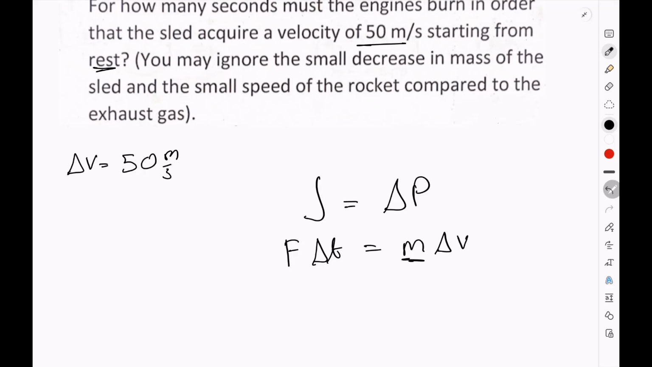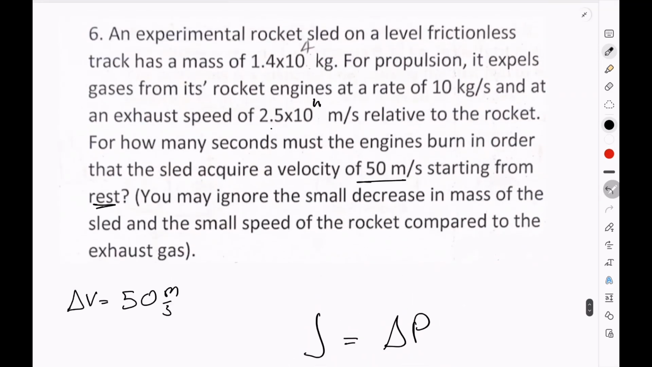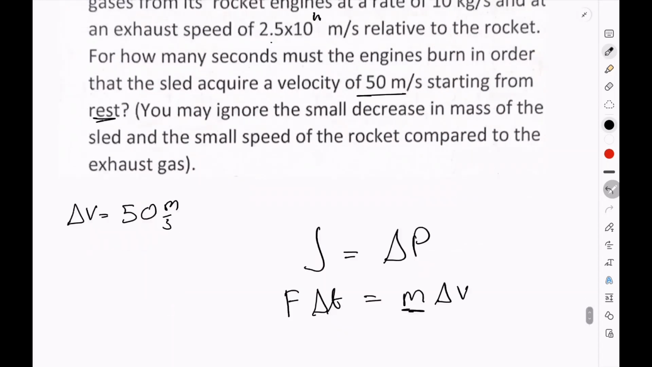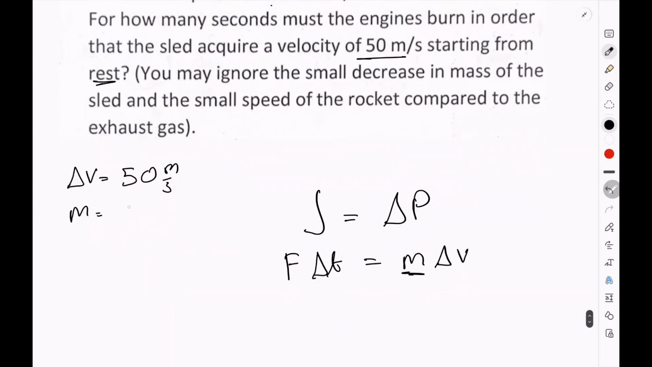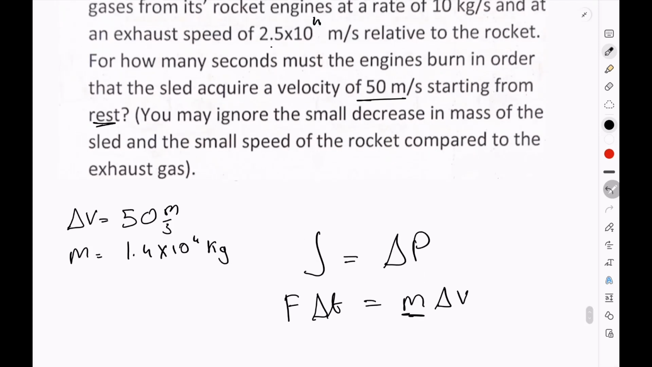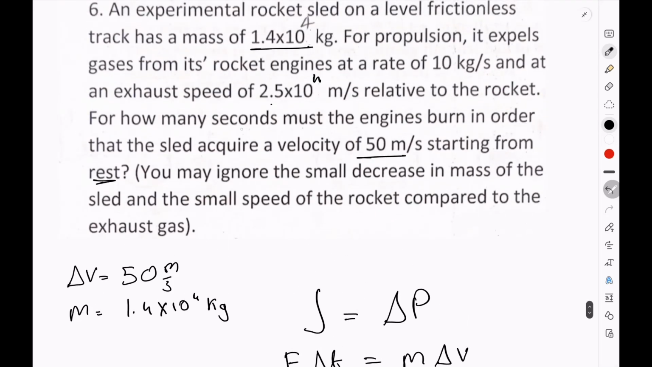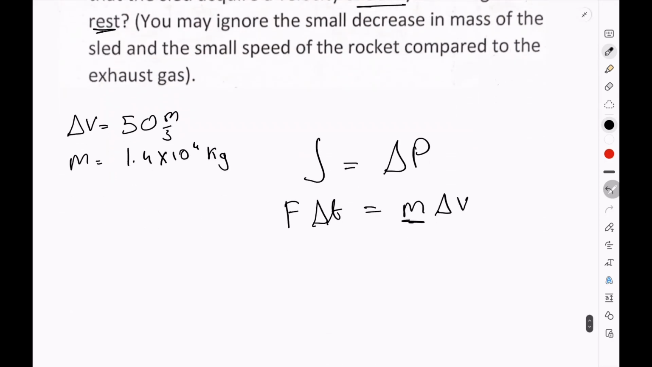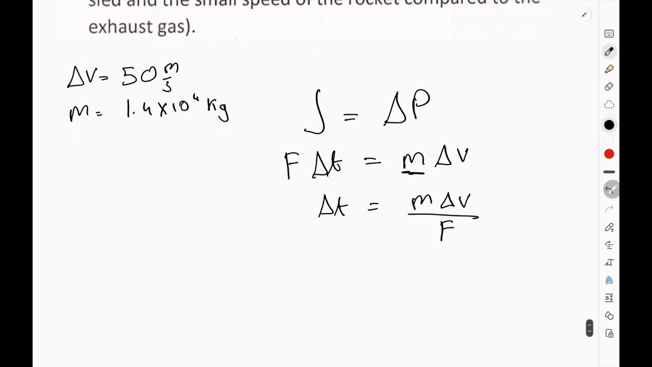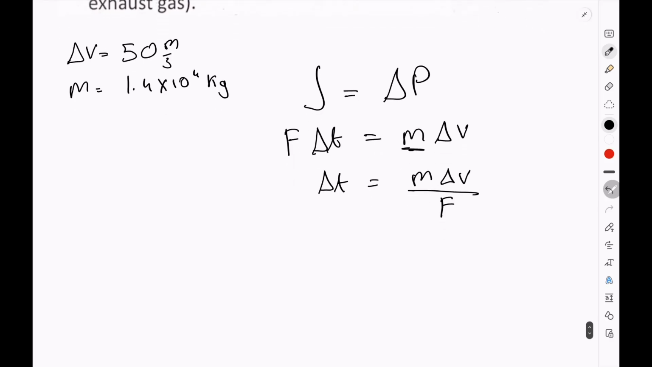The mass is 1.4 times 10 to the 4 kg. We are looking for the time. For how many seconds must the engine burn in order that the sled acquires a velocity? So we're looking for the time. So let's isolate for time. In this equation, we just don't know what the force is.